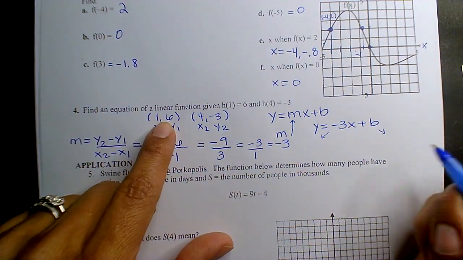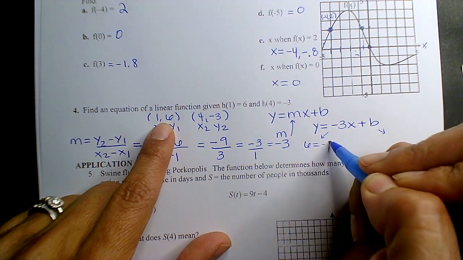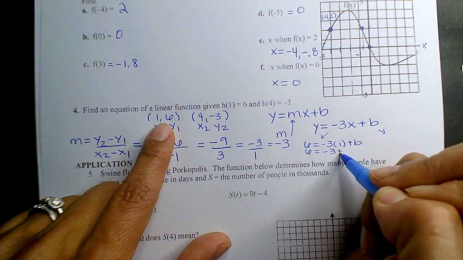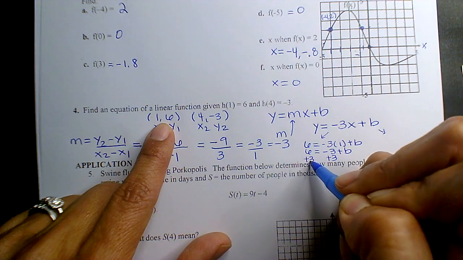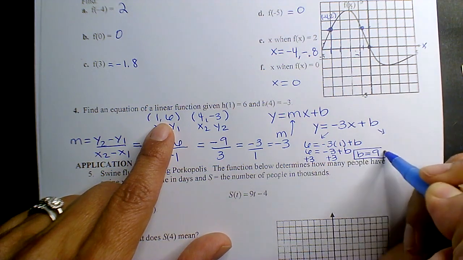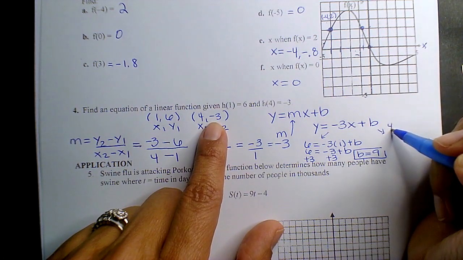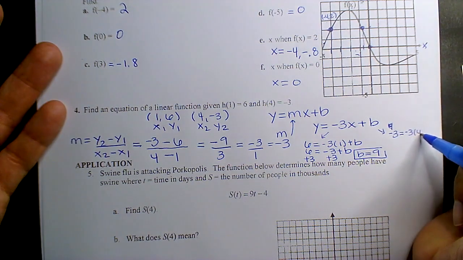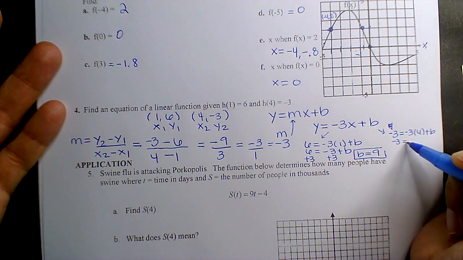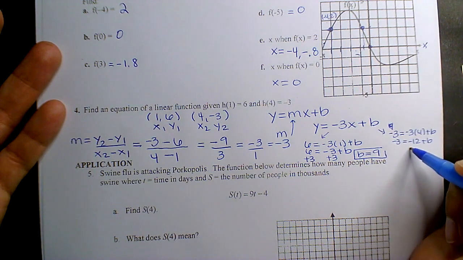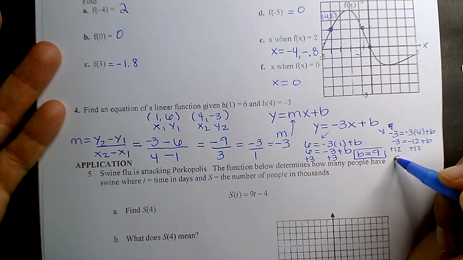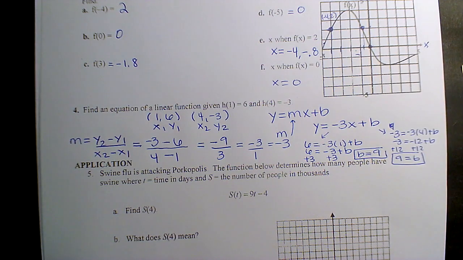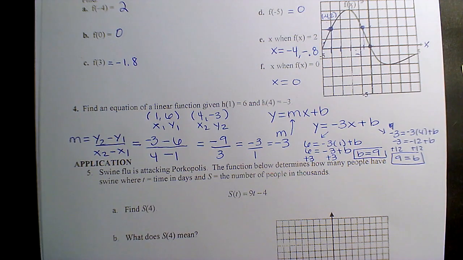Okay, so let me substitute this one. 6 equals negative 3 times 1 plus b, right? So then what's 6 equals negative 3 plus b? If I add 3, b is 9, right? If you would have chosen this one, oh wait, that's x. Look at that. See, I'm already messing up. Negative 3 equals negative 3 times 4 plus b, negative 12, add 12. Yeah, the numbers were bigger, and that's when I start messing up. So b is 9. So you get 9 both ways, so it doesn't matter which one.